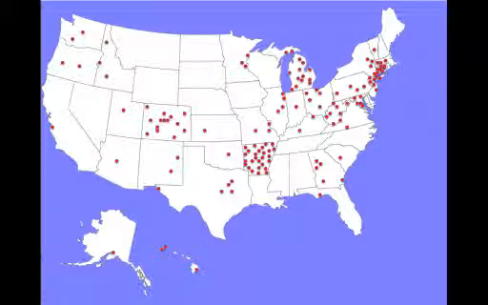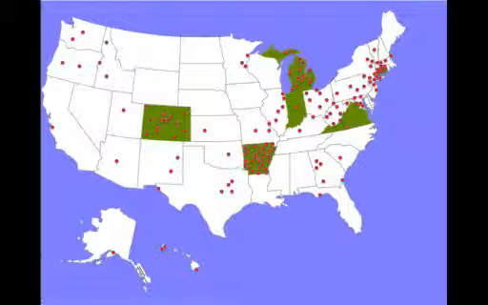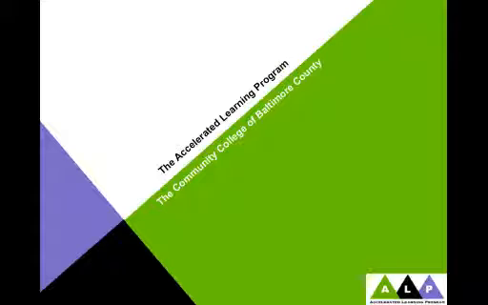But we've now got 160 schools around the country that we're aware of that are doing ALP. And in these 6 states, Colorado, Arkansas, Indiana, Michigan, Virginia, and Connecticut, there are large-scale adoptions going on. Not necessarily full-scale, but large-scale adoptions going on in those states. So ALP is growing. It's really important for the success of developmental writing, but also what's really important about it is the success of our students. So this is the end of video number 3.